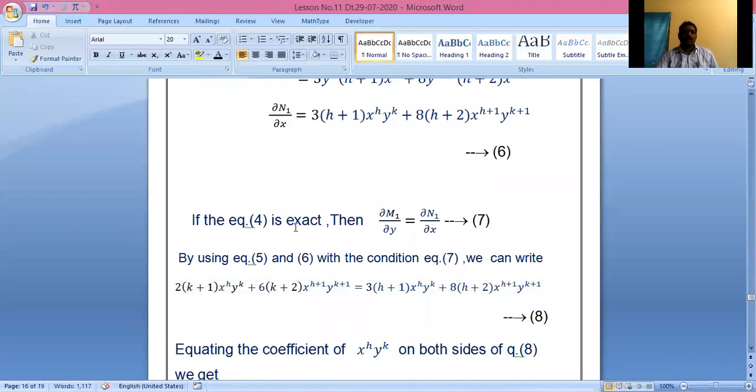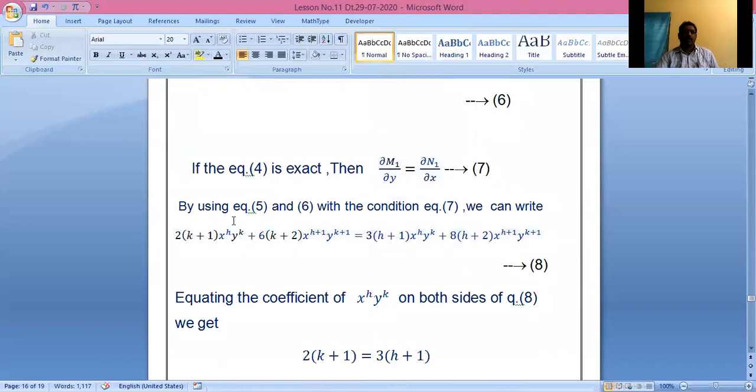If the equation 4 is exact, then dou m1 by dou y is equal to dou n1 by dou x. Let this equation be 7. By using equation 5 and 6 with the condition equation 7, we can write 2 into k plus 1 x to the power of h y to the power of k, plus 6 into k plus 2 into x to the power of h plus 1 y to the power of k plus 1 is equal to 3 into h plus 1 into x to the power of h into y to the power of k, plus 8 into h plus 2 into x to the power of h plus 1 y to the power of k plus 1.